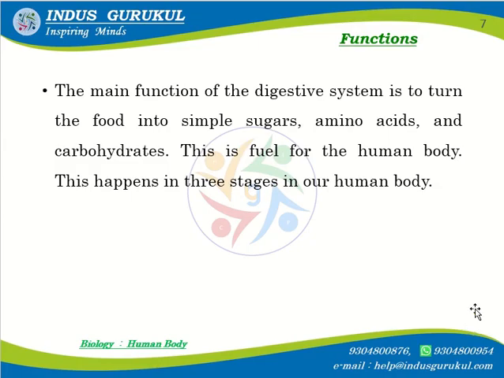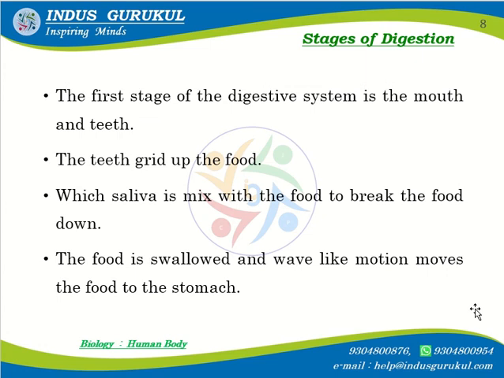Now understanding the functionality of the digestive system is very simple: it is turning the bigger food particles into simpler sugars, amino acids, and carbohydrates. Now this provides fuel for the human body, and this merely happens in three stages. The stages of digestion. The first is in the mouth and the teeth, which helps in the grinding up of the food, the chewing, the breaking them into smaller particles, and further moving the food in a swallowing motion.